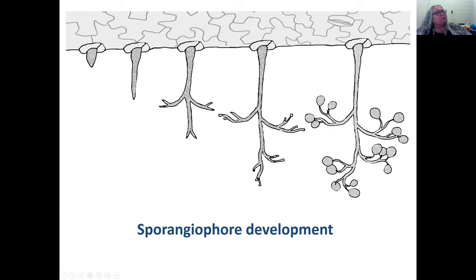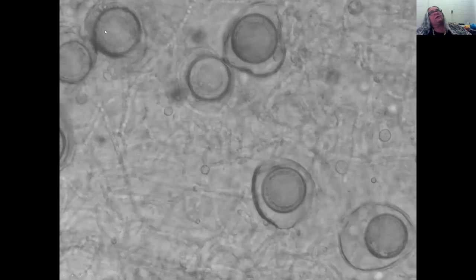Those lobes will push out of the stomate, extend, branch, and then form these sporangia, which will detach and spread in the wind to another plant. Meanwhile, back in the leaf, the oospores will develop. And in this particular pathogen that I'm showing, only one mating type is needed for oospores to form. The leaf will die, fall to the ground. These things will overwinter in the litter layer of your garden. And in the spring, these will germinate and infect new plants.